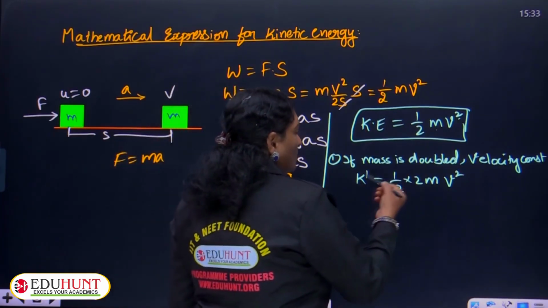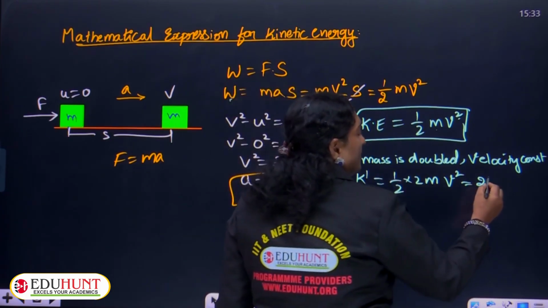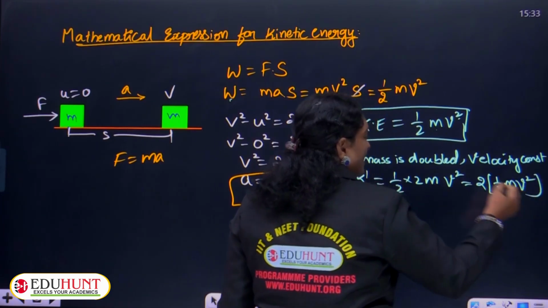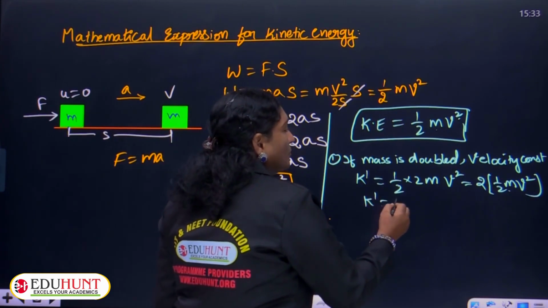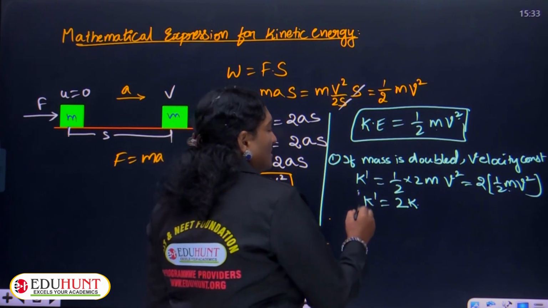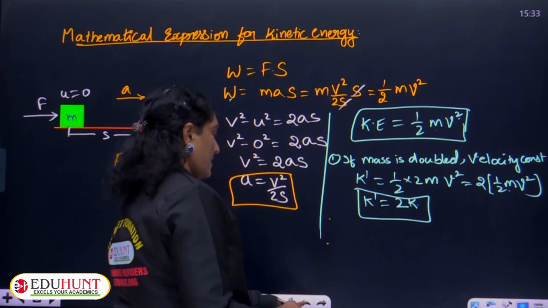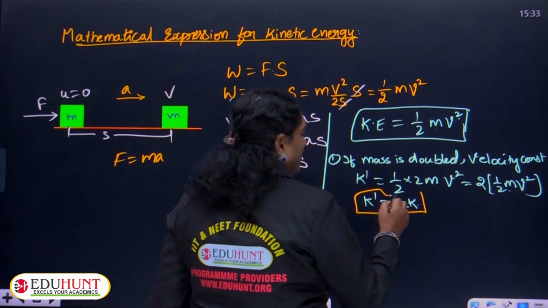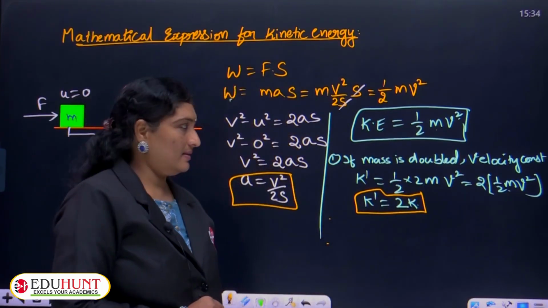So this 2, I'll bring it forward. Then you are left with half mv square. But what is half mv square? It is the previous energy. Hence, K dash, the new kinetic energy, equals 2 times the old kinetic energy. So, the new kinetic energy becomes double the previous energy. Whenever the mass of the body is doubled, kinetic energy also gets doubled.